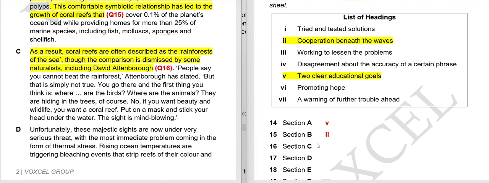Okay, I will tell you the answer now. The answer to this question. Let's find out together. Tried and tested solution. Is there anything about tried and tested solution? No. This is done. Working to lessen the problems. Is there something about reducing the problem? No. Disagreement about the accuracy of a certain phrase. Yes, this is our answer.